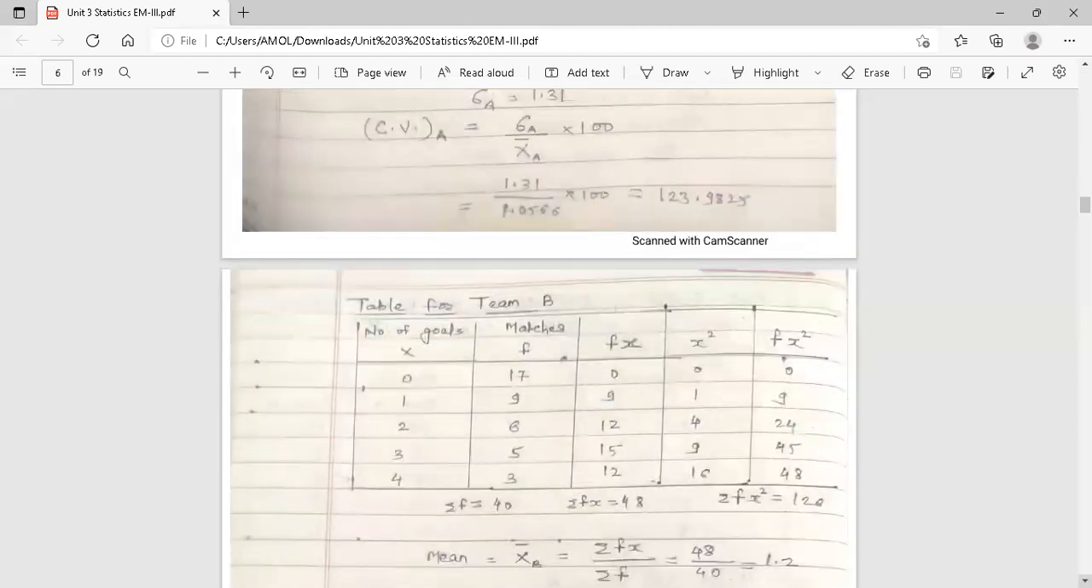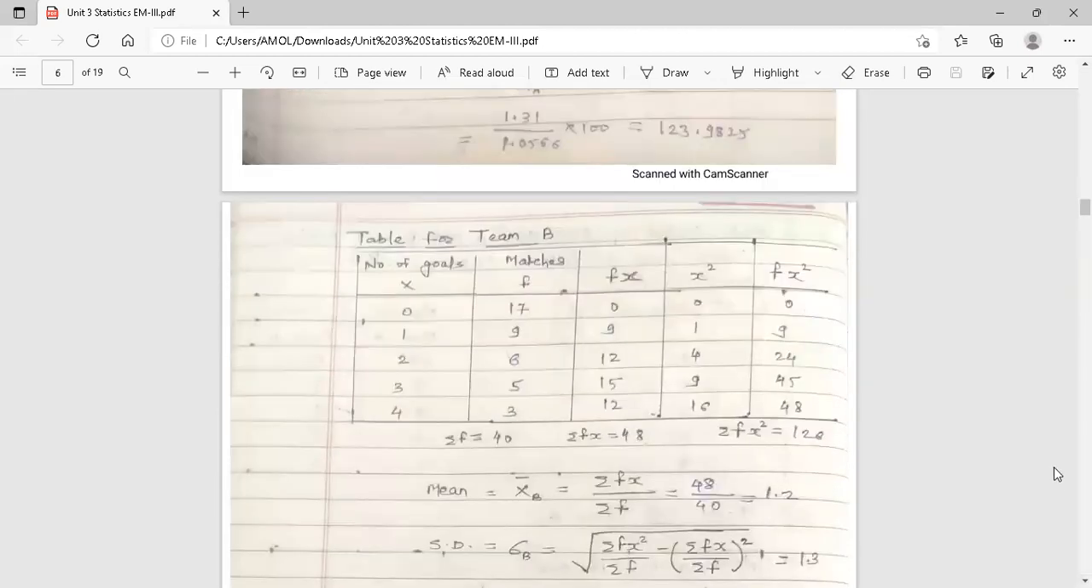Now for team B, you construct the table for team B, and here the first column is the number of goals. This is the variable column: 0, 1, 2, 3, 4. Like the table of team A, here is the table of team B. The second column is matches, the frequencies: 0 goals in 17 matches, 1 goal in 9 matches, 2 goals in 6 matches, 3 goals in 5 matches, 4 goals in 3 matches. So the frequency distribution is given here.